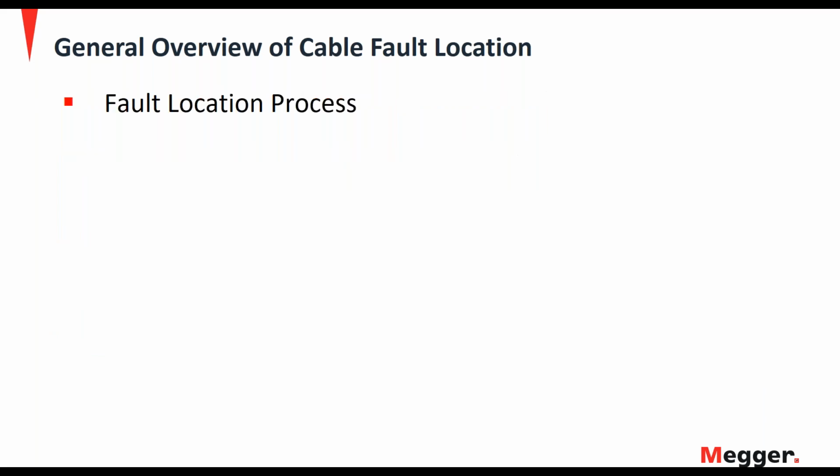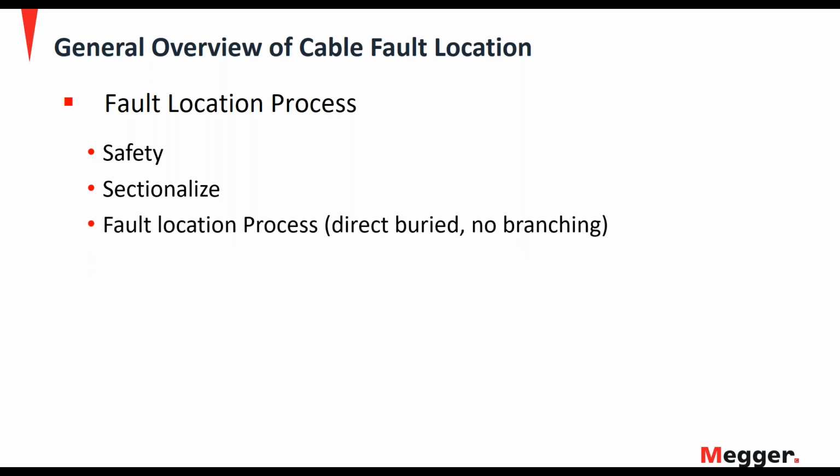Okay, so let's talk just a little bit about the fault locating process. First, we'll talk a little bit about safety. Many times, sectionalizing would be considered part of the fault locating process. Now, we're not going to talk about sectionalizing in this webinar, but that's basically where you're isolating down to a single faulted cable. We're going to focus on the fault locating process for direct buried cable, no branching, not a network system, just a simple point A to point B cable.